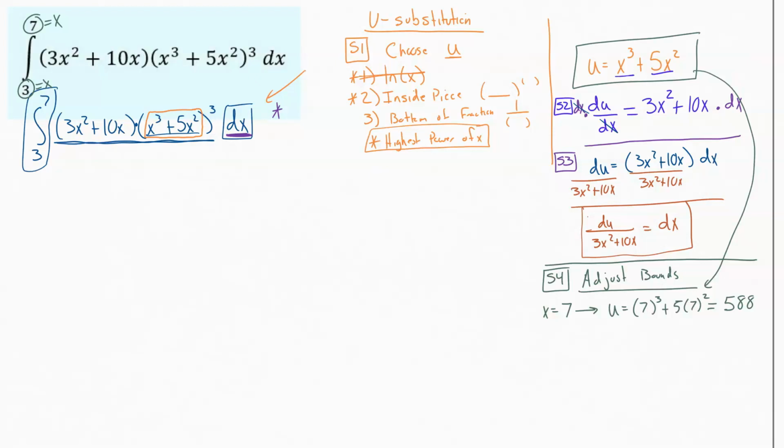Then we play the same game with our lower bound. So x was 3. We plug that into our u equation. So we get 3 to the third plus 5, and everywhere we see an x, plug in that 3 squared. And our new lower bound is now going to be 72. So here at this point, we are ready to actually go and do the substitution part of this problem.